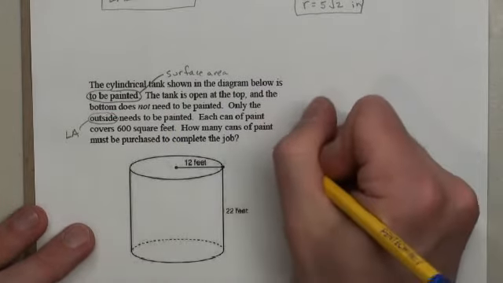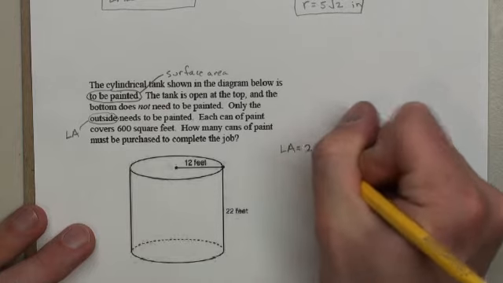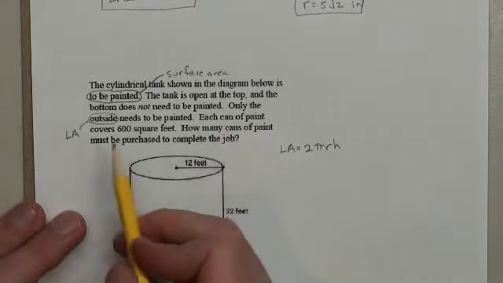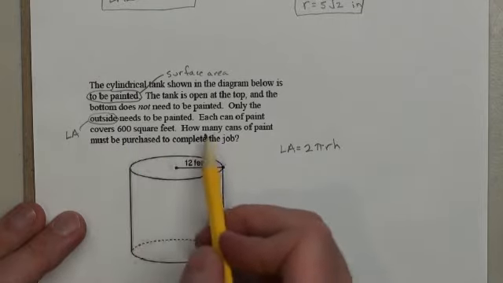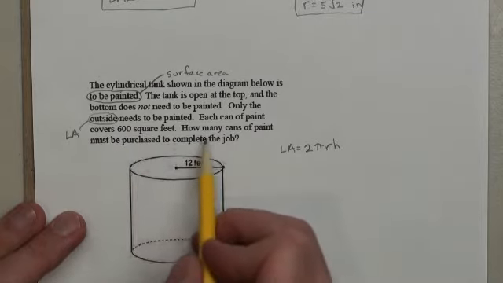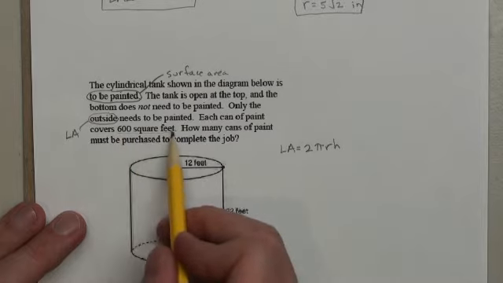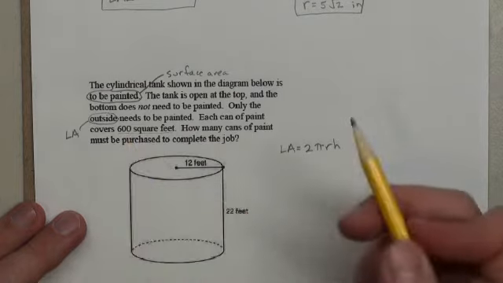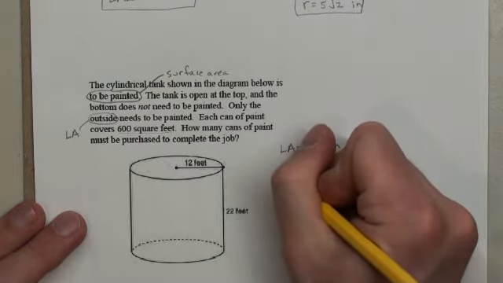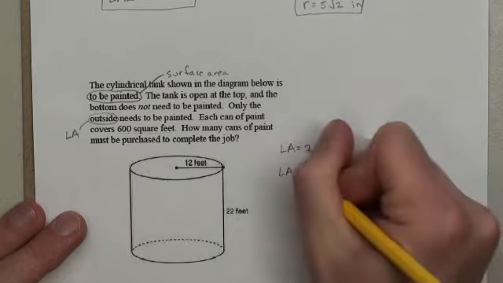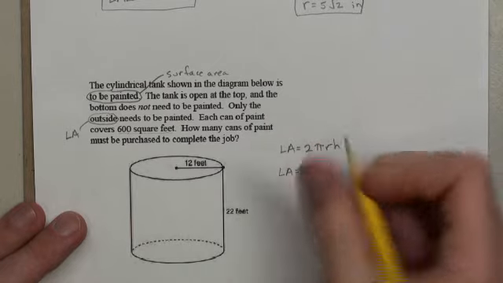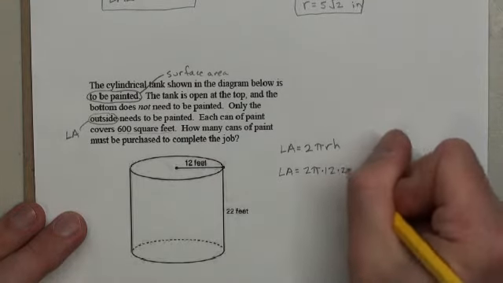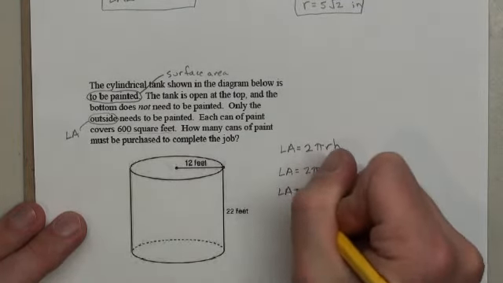Alright, so what we have is lateral area, remember, is 2 pi RH. Each can of paint covers 600 square feet. How many cans of paint must be purchased to complete the job? So that's our second question. The first one we need to find is the lateral area, because then we can use this to find the number of cans of paint we need. First we need to know the area we need to paint. So the lateral area is 2 pi, R is 12, so times 12, times H is 22.